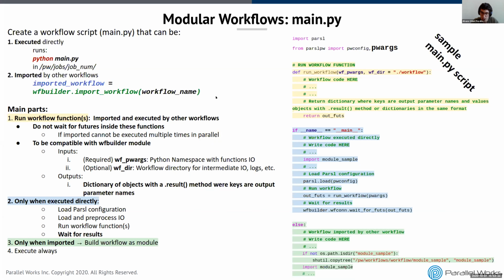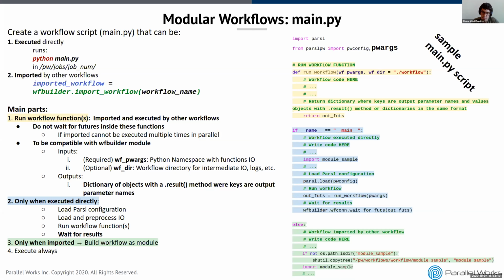The first part that I'm highlighting in yellow is the workflow function. So here you will code whatever your workflow does. For example, in the convert runner, we'll run the convert simulation. And this function is going to be imported and executed by other workflows. So you do not want to wait for futures inside this function, or otherwise you won't be able to execute it many times in parallel.